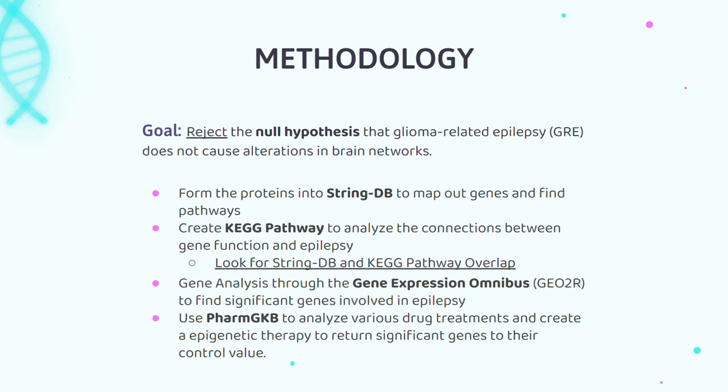Then I analyzed the NCBI dataset GSE199759, which is just its ID, through the Gene Expression Omnibus, also known as GEO2R, to understand exactly how those genes were represented in individuals with epilepsy. Then going to PharmGKB to analyze various drug treatments and create an epigenetic therapy to return the significant genes to their control values. So all of this is very interconnected, and I'll be walking you through each step.